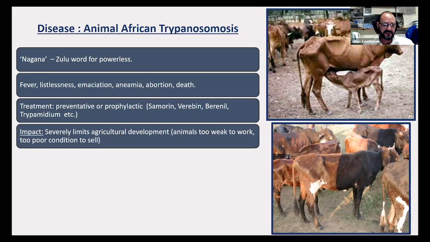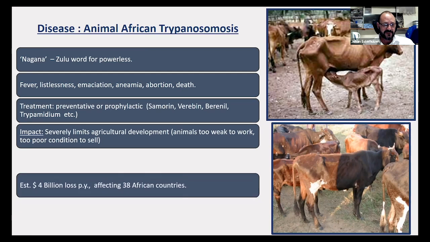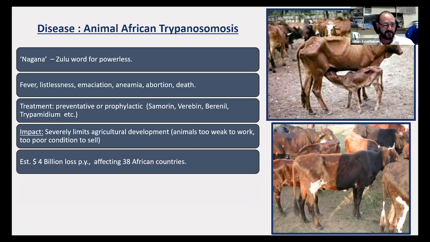The impact of Nagana is that it severely limits agricultural development. The animals are too weak to work, for example as draft animals, and they're also in too poor condition to sell. So for a subsistence farmer, this has serious implications. In Africa, it's estimated that about $4 billion per year is lost due to weak animals or the effect of Nagana on cattle especially. And as I said, it affects 38 of the 54 countries in Africa.